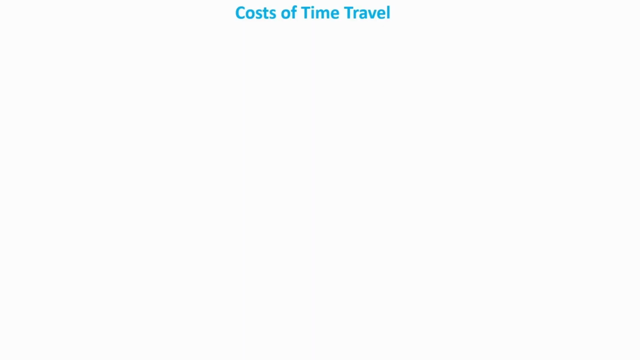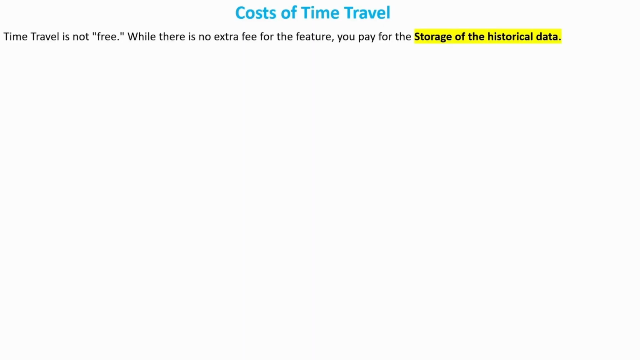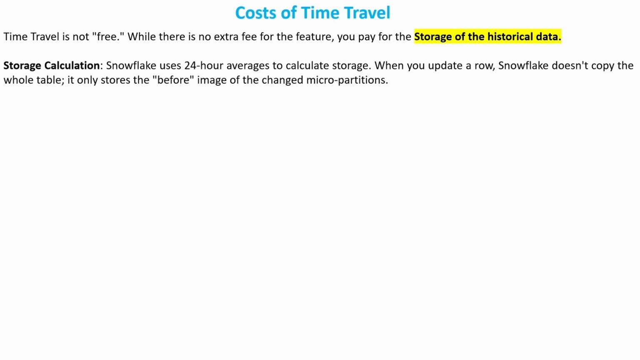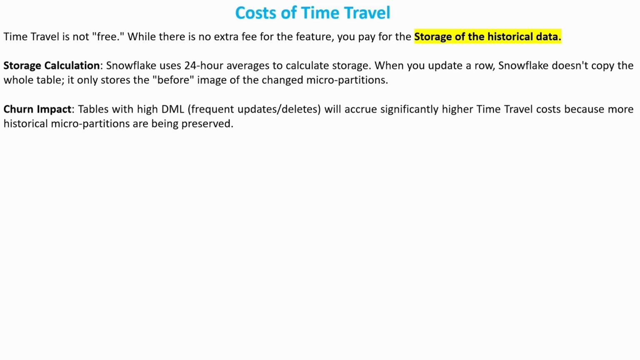Let's discuss the cost of time travel. Time travel is not free. While there is no extra fee for the feature, you pay for the storage of the historical data. If we talk about storage calculation, Snowflake uses 24-hour averages to calculate storage. When you update a row, Snowflake does not copy the whole table. It only stores the before image of the changed micropartitions. Next is churn impact. Tables with high DML, like frequent updates or deletes, will accrue significantly higher time travel cost because more historical micropartitions are being preserved for that data, right?